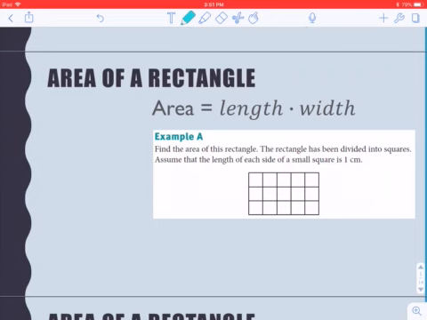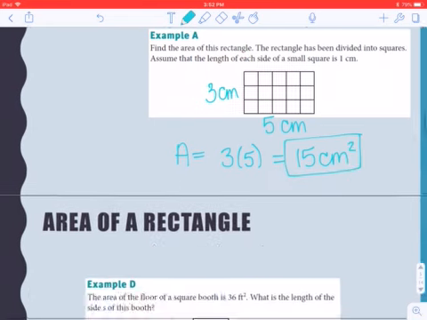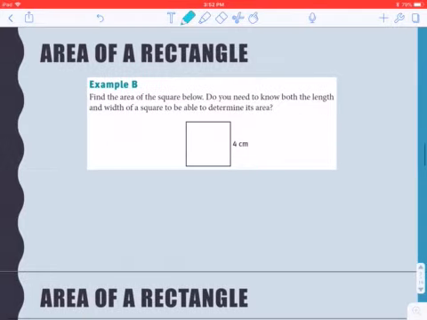Area of a rectangle is what we focus on for squaring numbers because it's a geometric representation of what's actually happening. So the first example, example A, find the area of the rectangle. The rectangle has been divided into squares. Assume that the length of each side of a small square is 1 centimeter. This rectangle is 3 centimeters by 5 centimeters. So the area equals 3 times 5, or 15 centimeters squared. I'm going to skip that one for now.